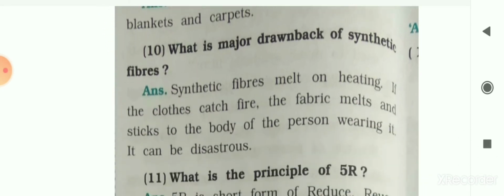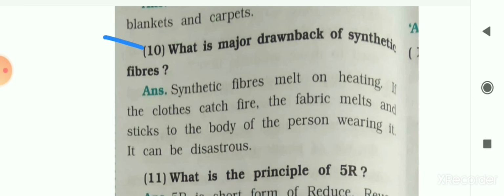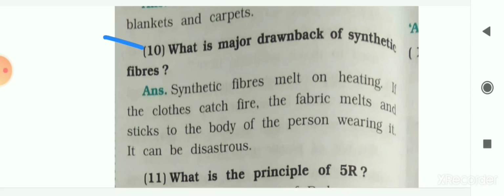Next is, what is the major drawback of synthetic fiber? Or you can say, what is the major disadvantage of synthetic fiber? Synthetic fibers melt on heating, and if the clothes catch fire, the fabric melts and sticks to the body of the person wearing it. So it can be disastrous.